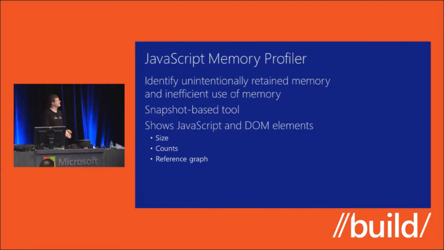The JavaScript memory tool is a snapshot-based tool. That means that as you use the tool, you click Take Snapshot, it suspends the application, dumps all the memory in JavaScript and the DOM elements, tells you how big they are and what the reference graph is, and then the application continues running. So it's not a continuously recording thing, but I can take snapshots at different points in time. I can compare them and see how things have changed over time. But it's not the same as the instrumentation profiler where I'm constantly recording things. I have to, as a user, choose to take action. It shows JavaScript and DOM elements, how big they are, the counts, and the reference graph, so what's keeping them alive in memory, because it's a garbage collected runtime.